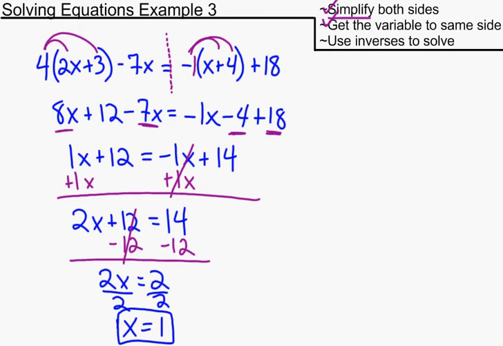Very simple answer for a very complicated looking problem. So in other words, if I were to come up here to my original and put the number 1 in for all the x's I see, it's the only number that would make both of my sides equal the same thing. So it's the only number that's a solution to my original equation.